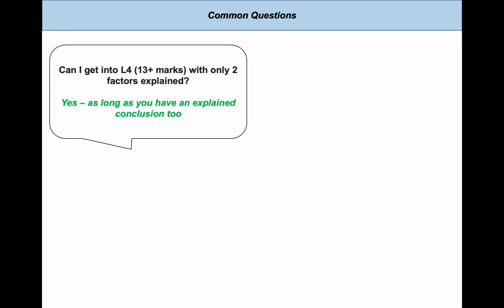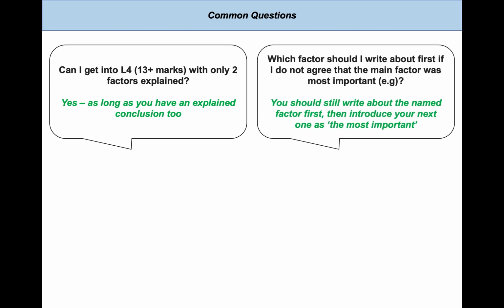Okay, here are some commonly asked questions regarding 16-mark questions for this paper. The first one is, can I get into level 4, which is 13 and above marks, with only 2 factors explained? And the answer is yes, as long as you have an explained conclusion as well. Question number 2, which factor should I write about first if I do not agree that the main factor, the one named in the question, was most important? Well, the answer here is always the same. Always write about the named factor first, then introduce your next one as the most important.